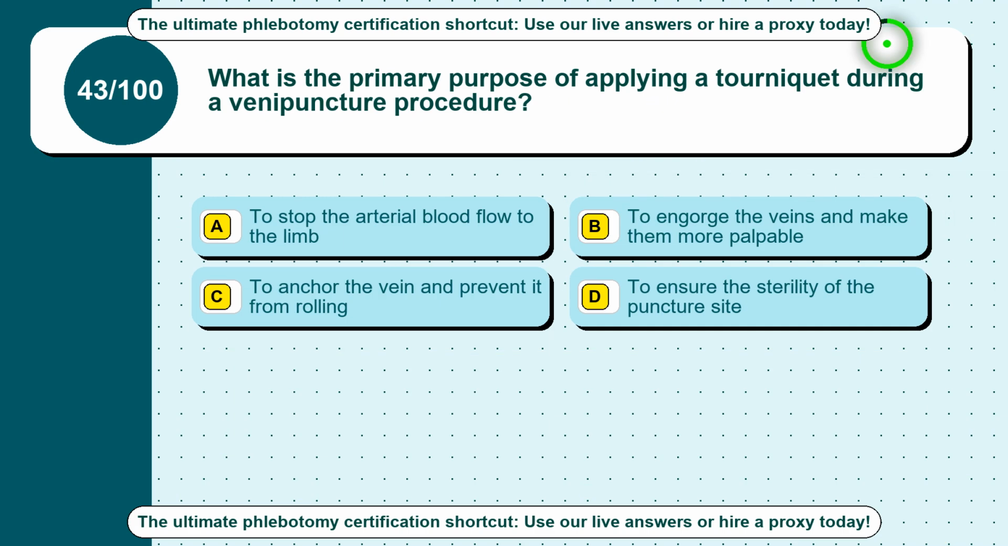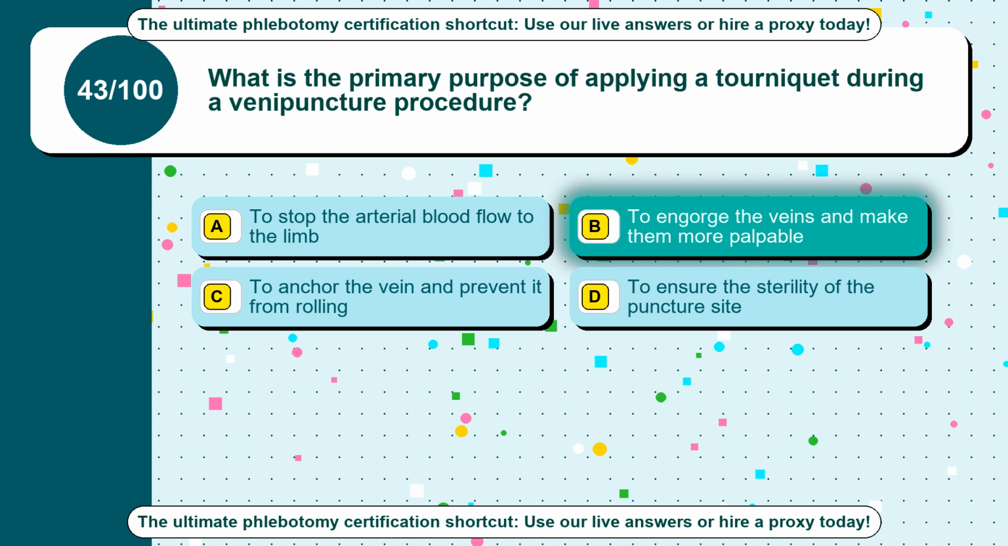Question 43. What is the primary purpose of applying a tourniquet during a venipuncture procedure? Option A, to stop the arterial blood flow to the limb. Option B, to engorge the veins and make them more palpable. Option C, to anchor the vein and prevent it from rolling. Option D, to ensure the sterility of the puncture site. The correct answer is option B, to engorge the veins and make them more palpable.